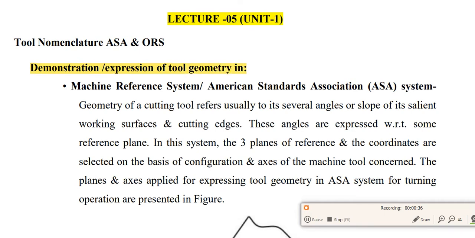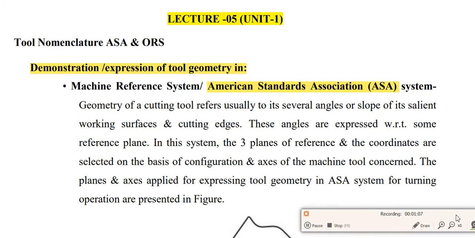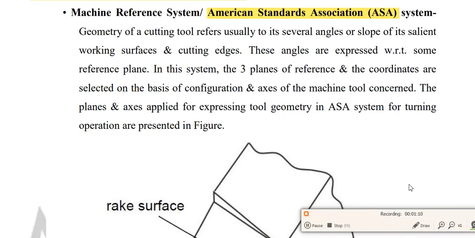in the form of the machine reference system, that is also known as the American Standard Association system, right? So we can say that the geometry of a cutting tool refers usually to its several angles or slopes of its working surfaces and cutting edge. There are various angles or slopes on the cutting tool, on the working surfaces and cutting edge. If you look at the physical object, you can easily observe these angles and surfaces.